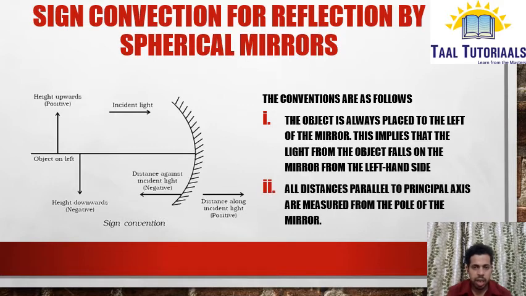All the distances parallel to the principal axis are measured from the pole of the mirror. So the pole we considered as the origin. So all the distances must be measured from the pole. The height above the principal axis should be measured as positive. Height below the principal axis, downwards, is negative. And distance in the opposite direction to the incident light is taken as negative. And distance along the incident light is taken as positive.